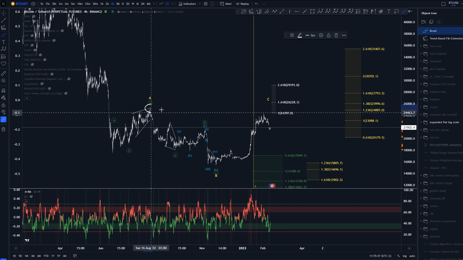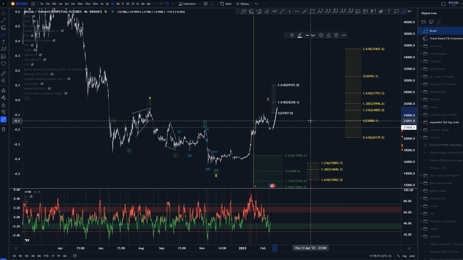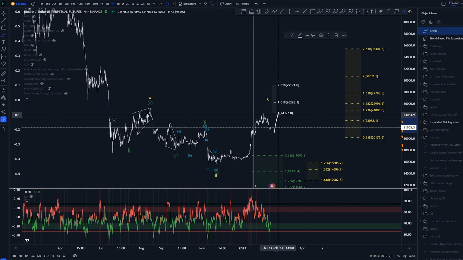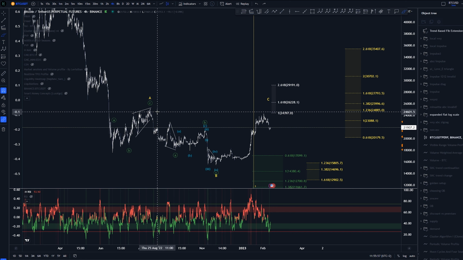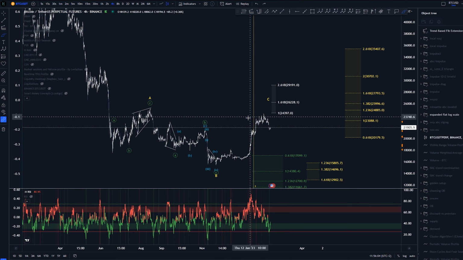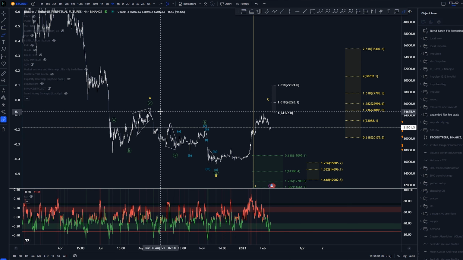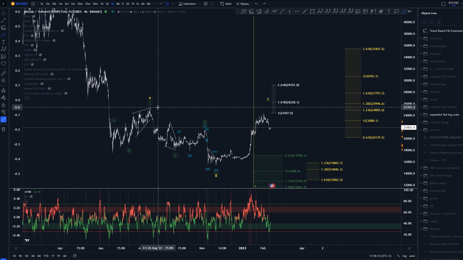Again, if we are going to be getting this high again, or one more high here, if we don't take out the highs of wave A here, it's going to be a running flat. If we do, it's going to be an expanded flat. What is more common is the expanded flat. So again, expectation would be taking out these highs here. We'll see how much and how far we're going to be going.